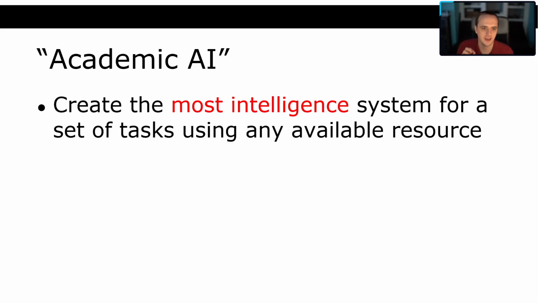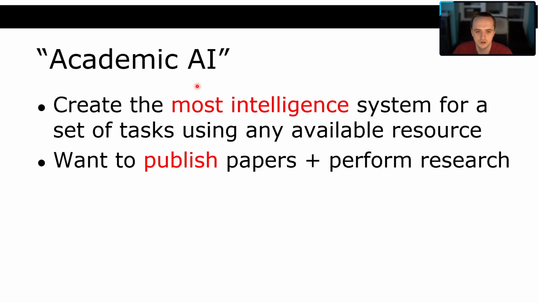So academic AI, what is sort of the process or the goal of academic AI? Well, in my opinion, this is what it is. Let me get my laser pointer out here. So academic AI typically wants to create the most intelligent system for a set of tasks using any available resource, okay? So you're creating this system, and the goal of that system is that you want to publish papers that are about some research that you've performed, okay?